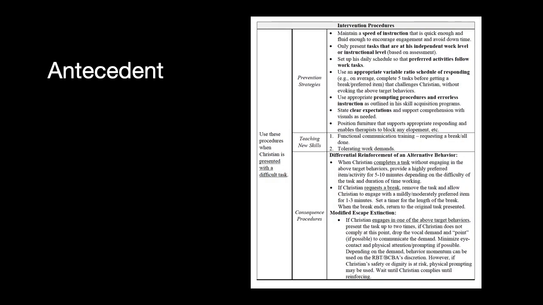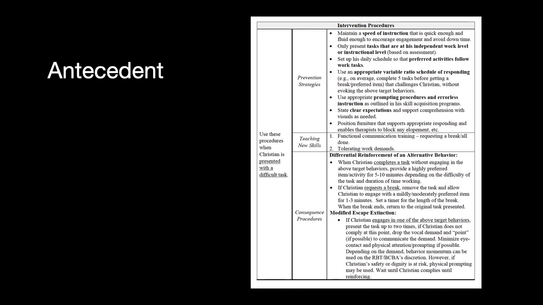The antecedent framework lists what to do when common antecedents show up, such as when presenting a difficult task or restricting access to preferred items. The plan includes prevention strategies or antecedent interventions, skill acquisition interventions, and consequence interventions for each of the common antecedents.